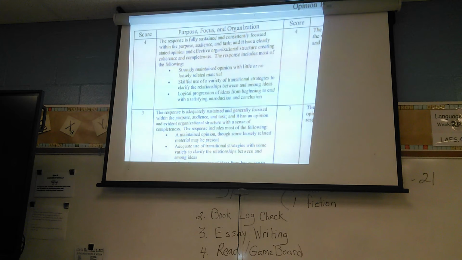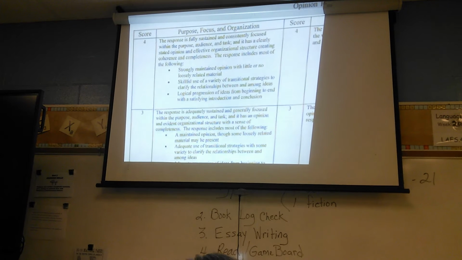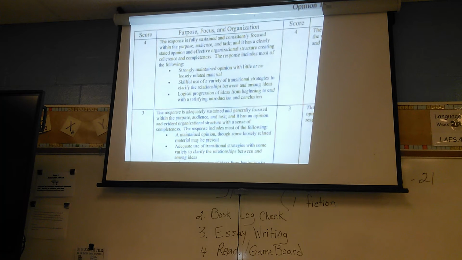And effective organizational structure creating coherence and completeness. Okay? Remember that coherence and completeness? That has to do with transitional phrases. That last sentence in your body paragraph, which is still kind of a challenge for some of you, holds your essay together. A sense of completeness, getting to that conclusion and writing a good conclusion. And we'll talk about that in a minute as well.